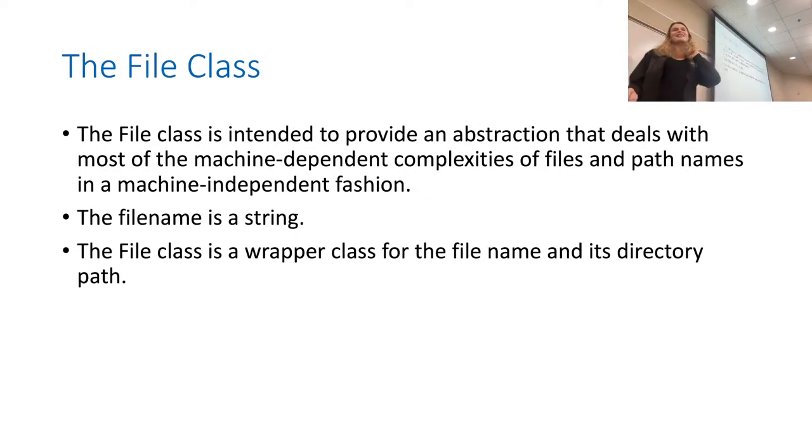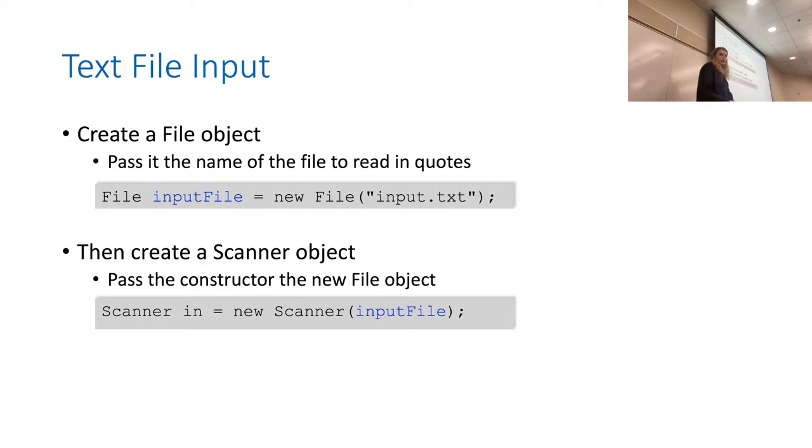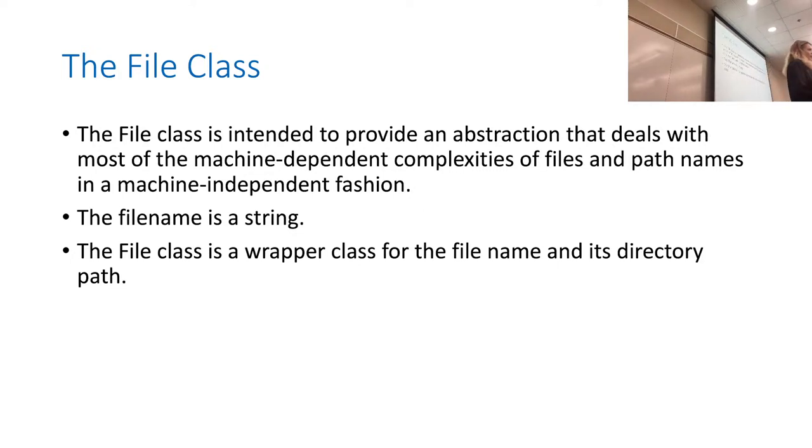So the file class is intended to provide an abstraction that deals with the machine-dependent complexities of files and path names. The file name is a string. The file class is a wrapper class for the file name and its directory path. Basically, what I'll say here is that if you want to read and write to a file, the file object doesn't let you do any of that. The file object is literally just there as a convenient way to represent a file in Java, okay?